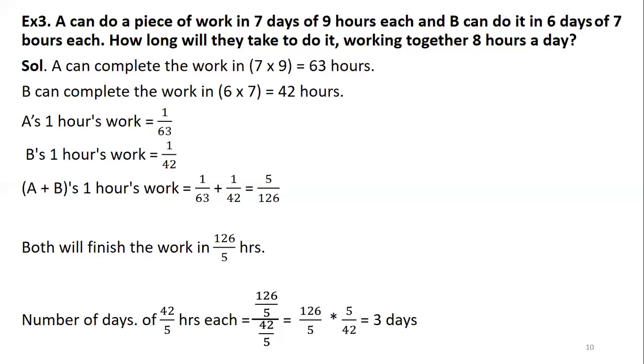Now the third example. A can do a piece of work in 7 days of 9 hours each. So here the shift timing is also given. He is working 9 hours a day, and B can do it in 6 days of 7 hours each. How long will they take to do it working together 8 hours a day? So now we have to find the working hours. 7 days into 9 hours, 63 hours A takes to complete the job. B takes 6 into 7, 42 hours to complete the job.